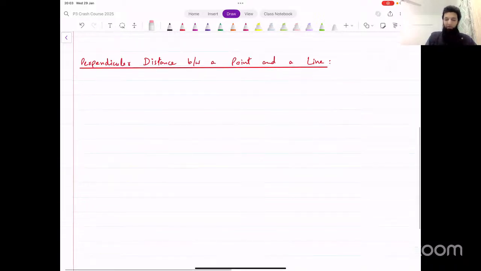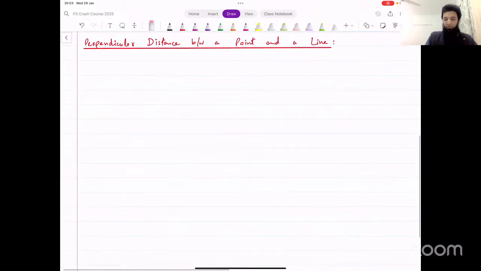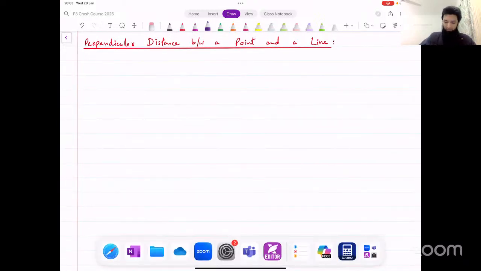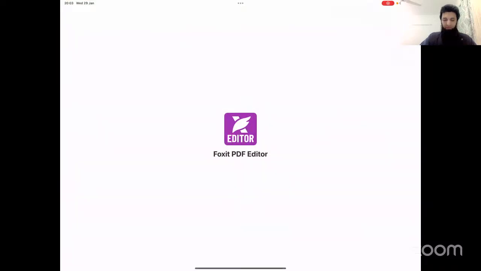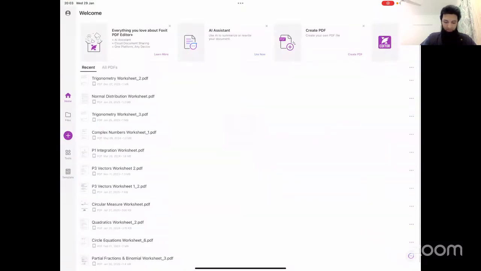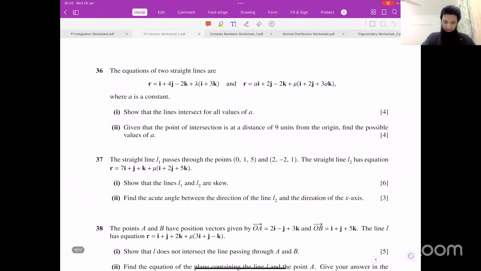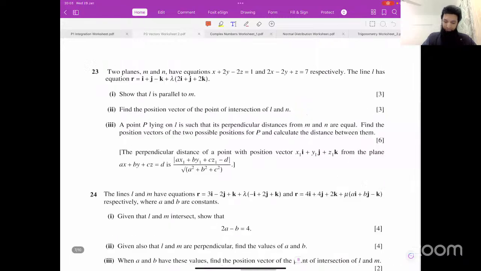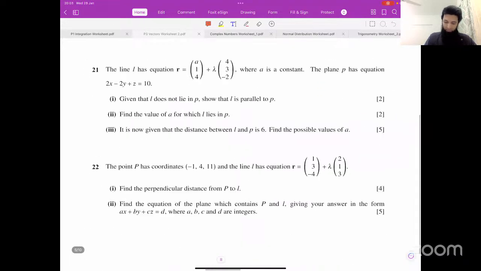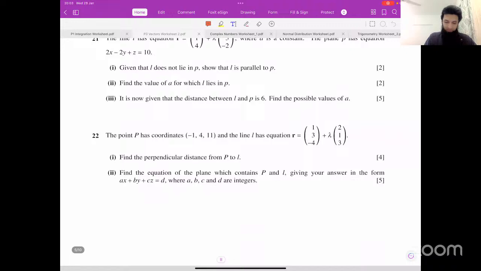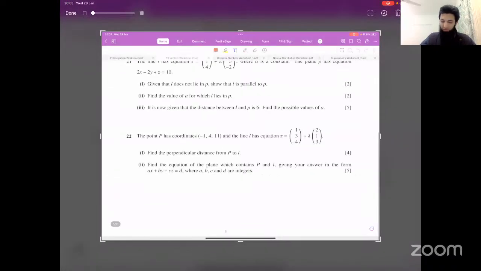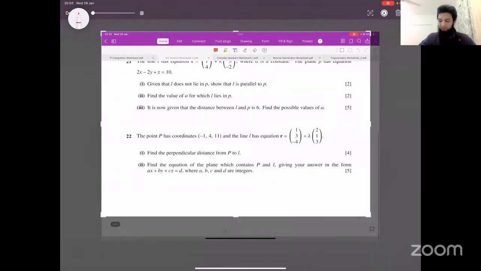Okay. Now, in order to understand this concept, we will use an example from the worksheet where they ask us something like this. Vectors worksheet. Let's take an example from here. This is question number 22 from the worksheet. I'm just going to do the first part of it.